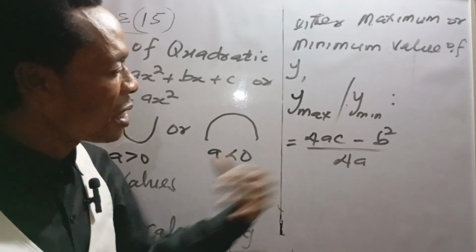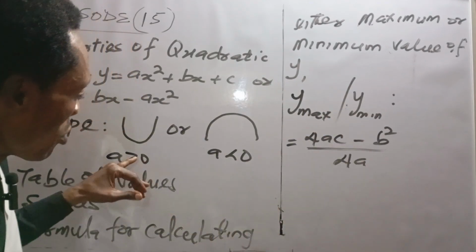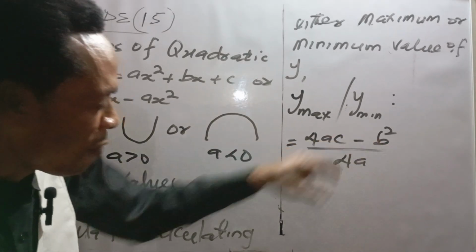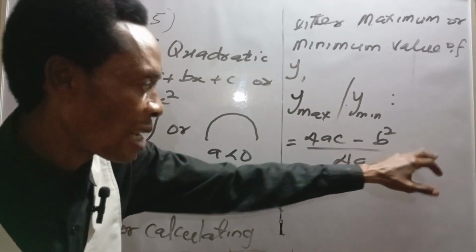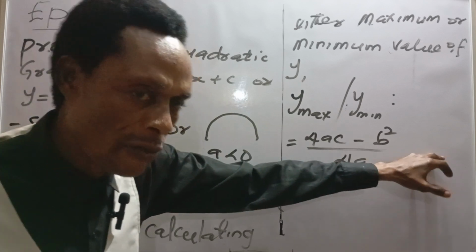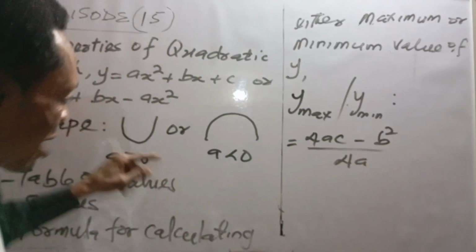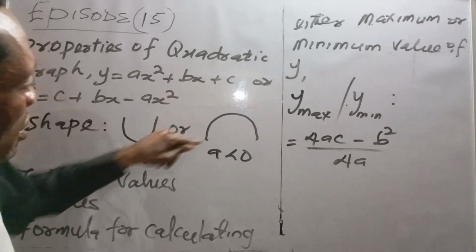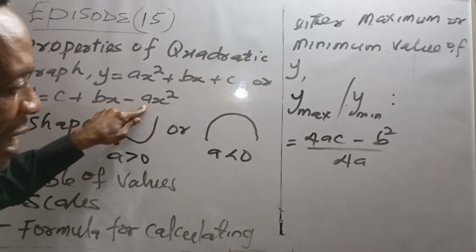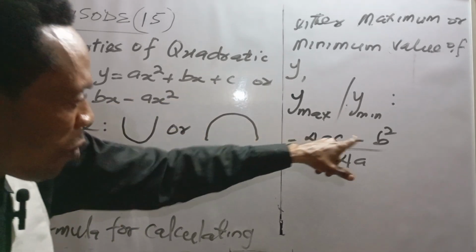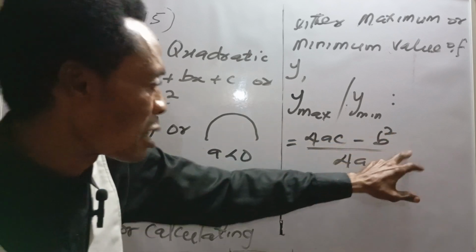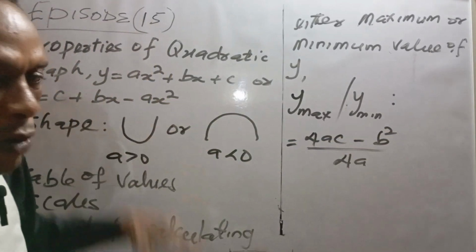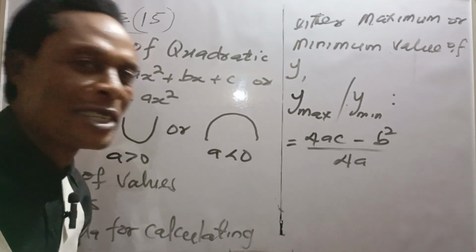The only thing is this: by the time you apply the positive value of a into this place, the answer you have here will be negative. You understand? That enables you to calculate the minimum value of y. But if you apply a negative a into this place, what you have here is a positive value, to enable you to calculate the maximum value of y. And that is just it.